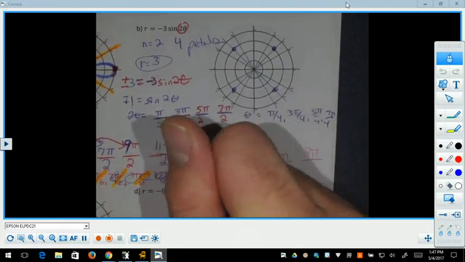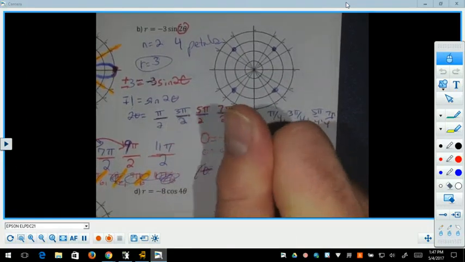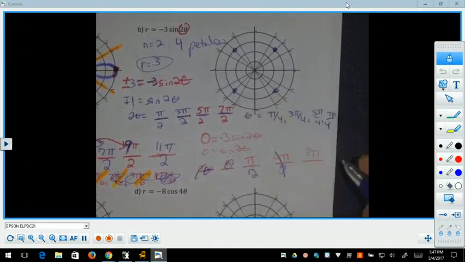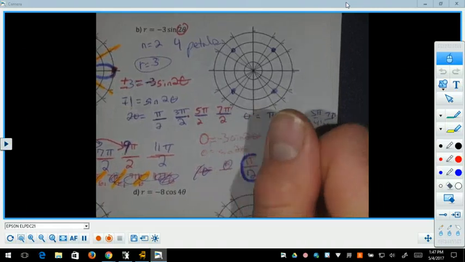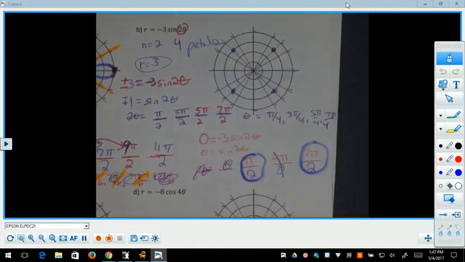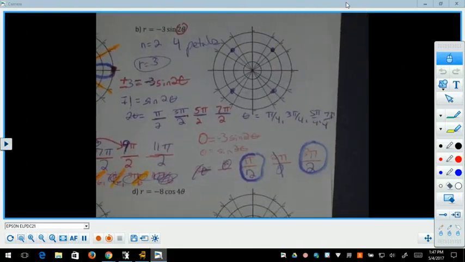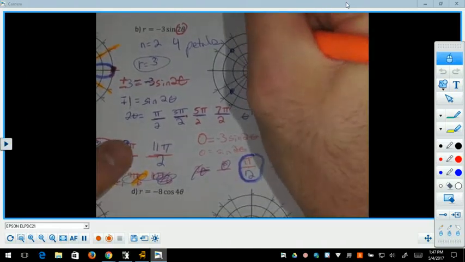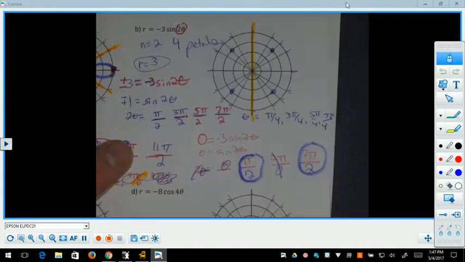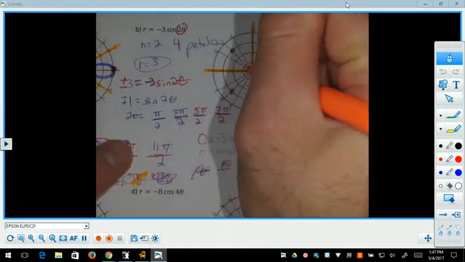Dividing by 2 gives us 0, pi over 2, 2 pi over 2, and 3 pi over 2. Well, what do you know about the line pi over 2 and the line 3 pi over 2? They're really the same line in the polar coordinate system. So there's an asymptote, and there's an asymptote.